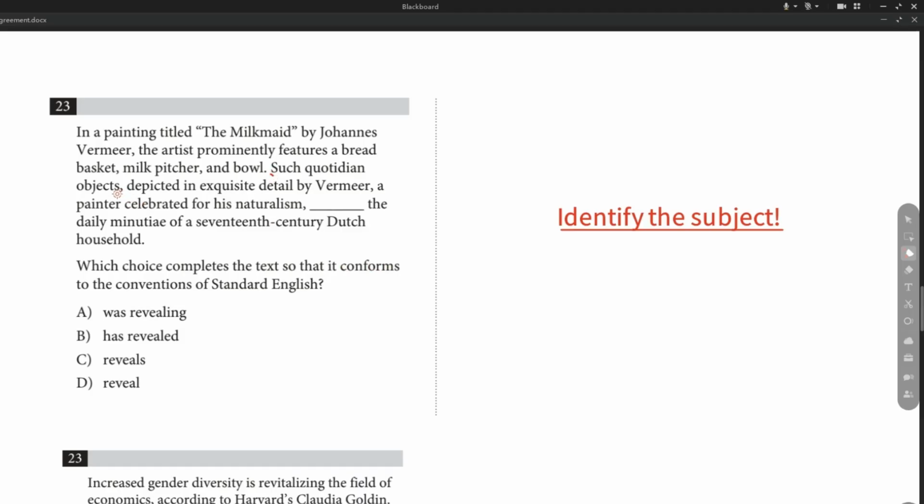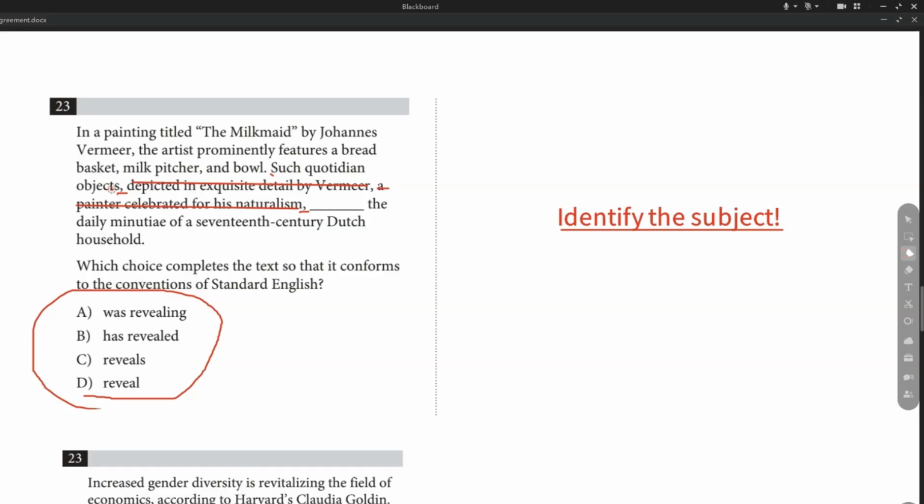Now, you'll see a comma here and a comma here, and a lot of information in here is in the form of prepositional phrases in exquisite detail by Vermeer. Then we have another comma, and we have a painter celebrated for his naturalism. Again, we haven't got to the verb yet. We're still looking for a verb. Here are the options down here. None of this information can be considered a subject because it's all prepositional phrases. Rule it out. This is just an appositive phrase giving us more information about Vermeer himself, but we still don't have a subject. We'll go back to the start of the sentence.